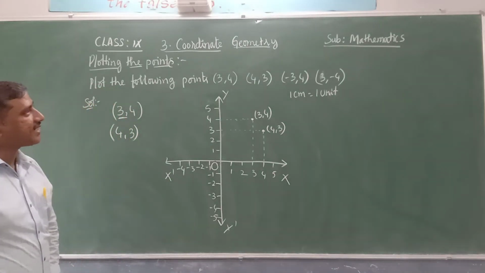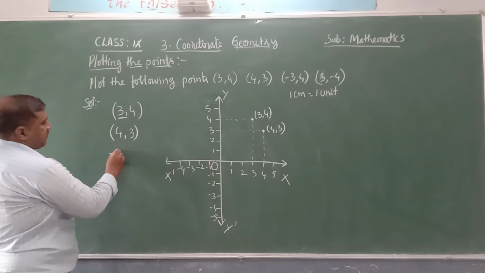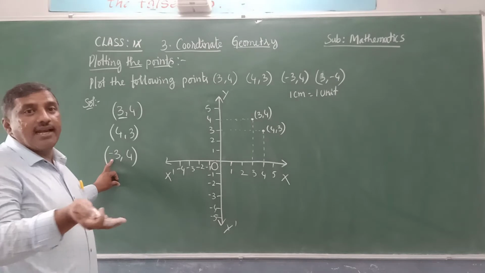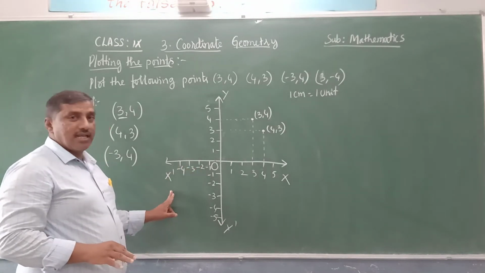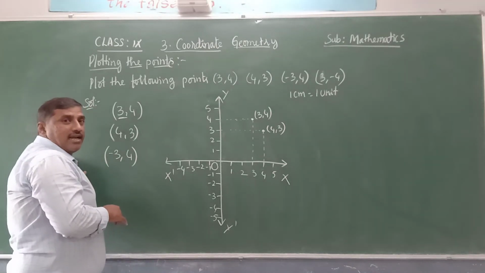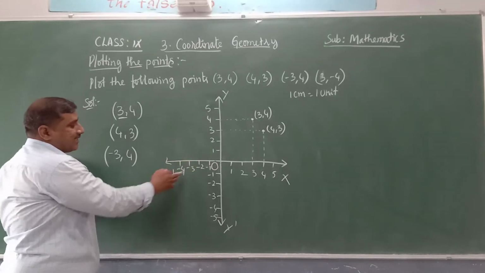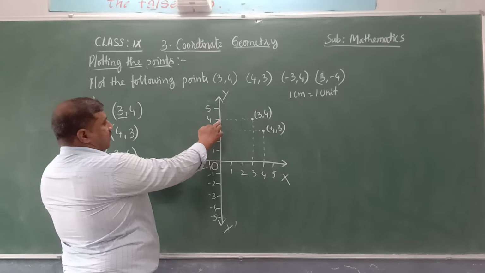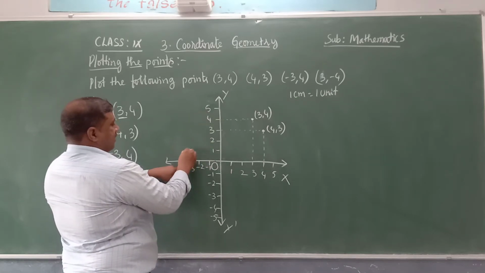Now locate the next point, (-3, 4). Third point it is (-3, 4). Minus represents the negative x-axis. This is the negative x-axis, meaning 3 units from the y-axis in the negative direction of the x-axis, that is -3. So this is -3, and 4 units from the x-axis, 4 units on the y-axis. Yes, this is like this.